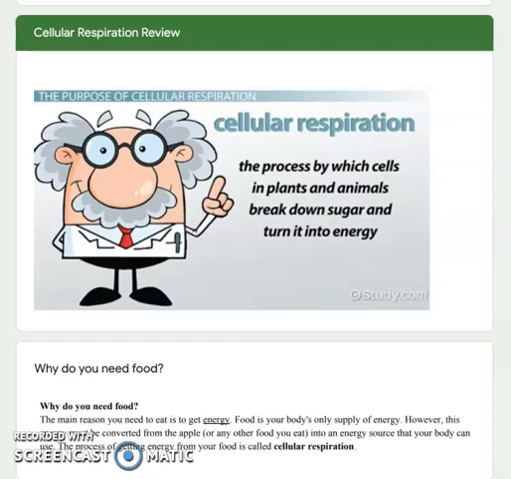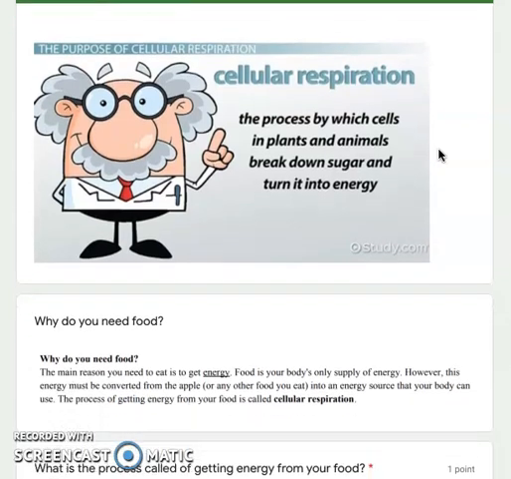We're going to start off with a little bit of review. So this week we've talked about cellular respiration. Remember, cellular respiration is almost like the opposite of photosynthesis, right? That both plants and animals do in order to kind of create energy that they need to survive. So cellular respiration is a process by which cells in plants and animals break down sugar and turn it into energy that they use to live.